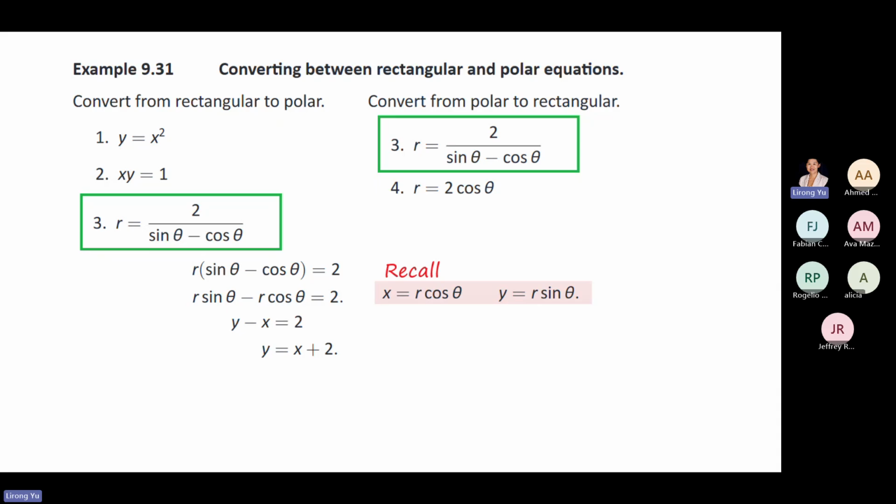You end up having this. So we will have y minus x equal to 2. And that's the equation that relates the x variable and y variable. And there's no more r and theta after the substitution.